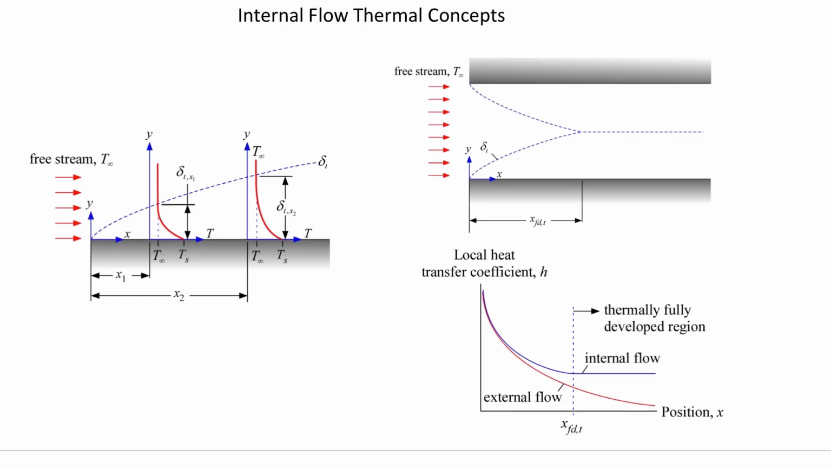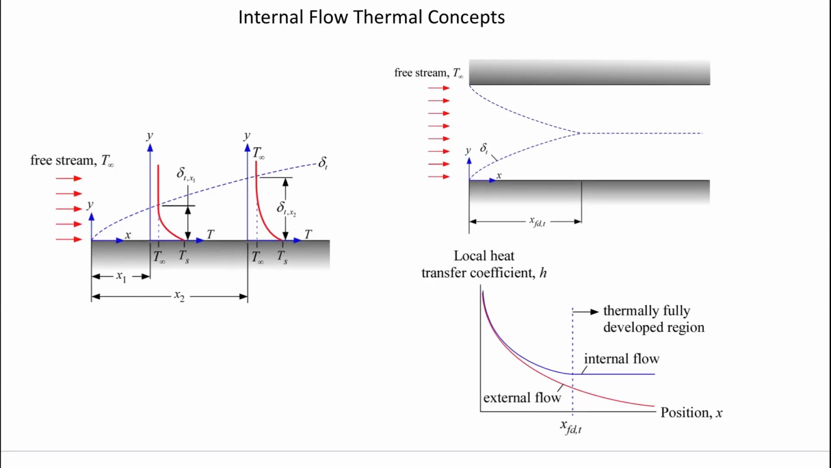All right, so when the boundary layers do meet, we get this fully developed flow, and that shows up in the heat transfer relationships as a steady heat transfer coefficient. Once it becomes fully developed at this point, in internal flow, the flow characteristics stop changing, as opposed to external flow where it continues to change.